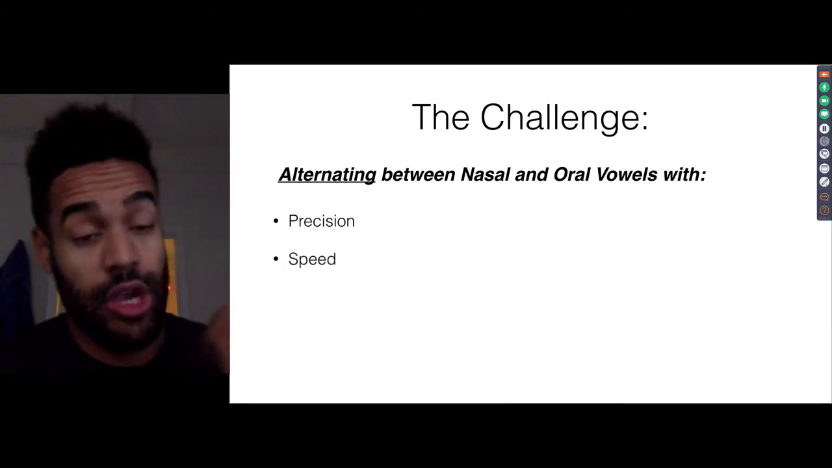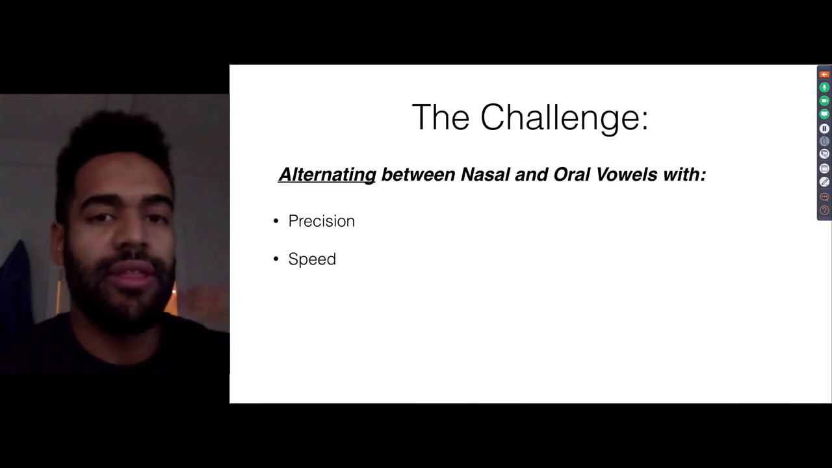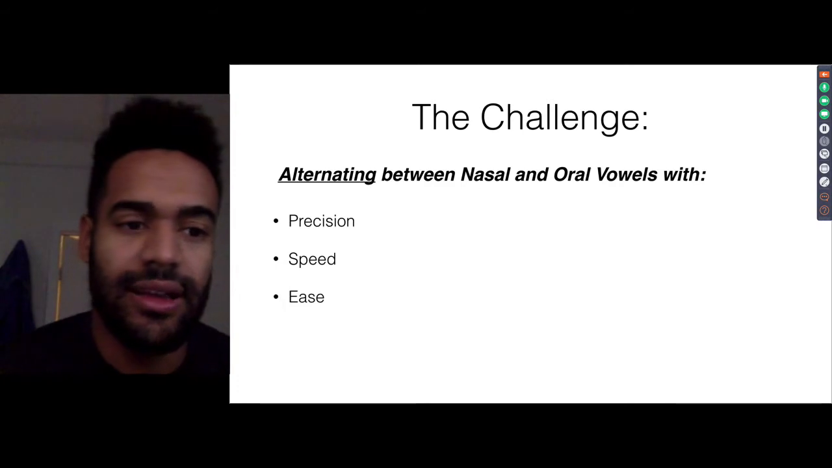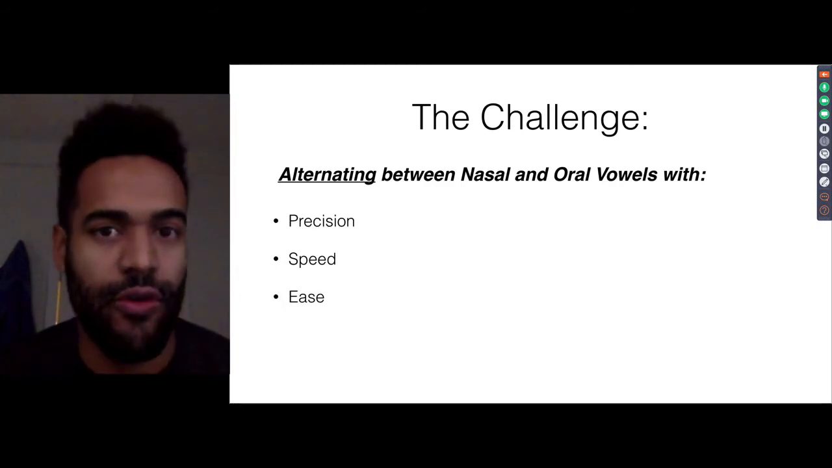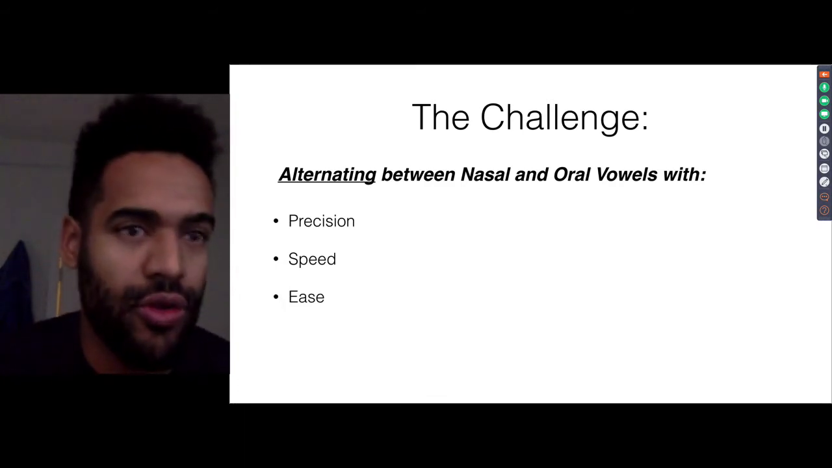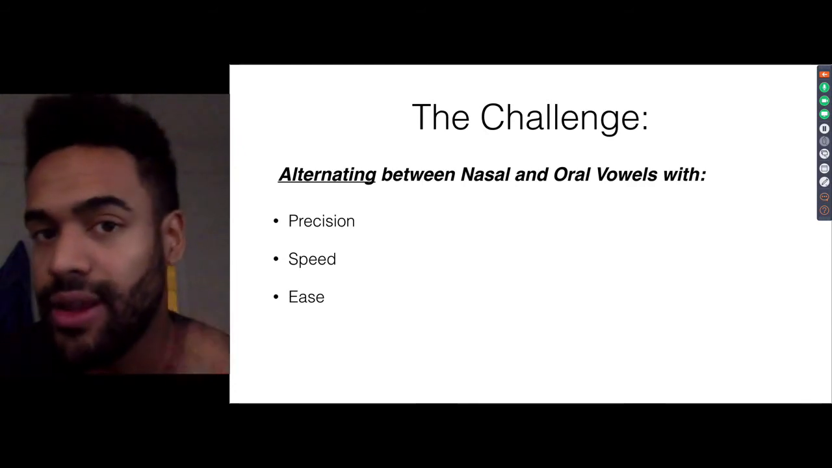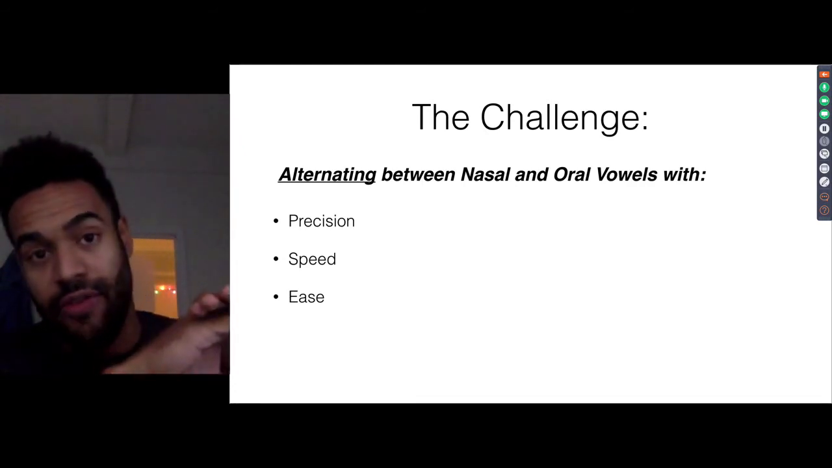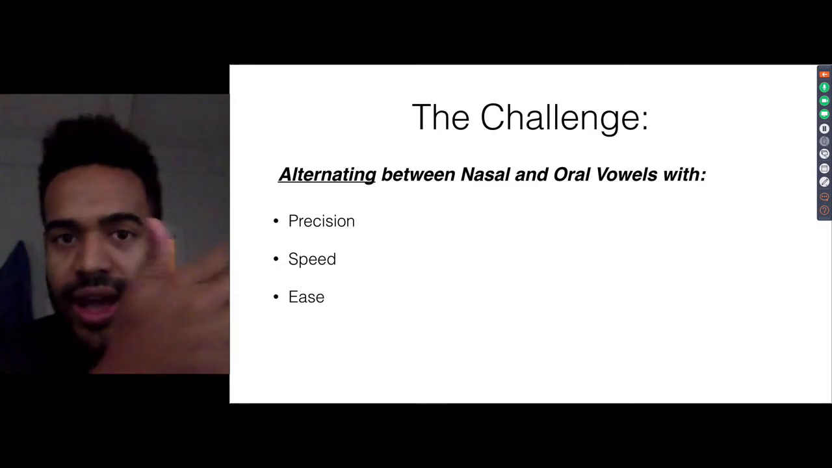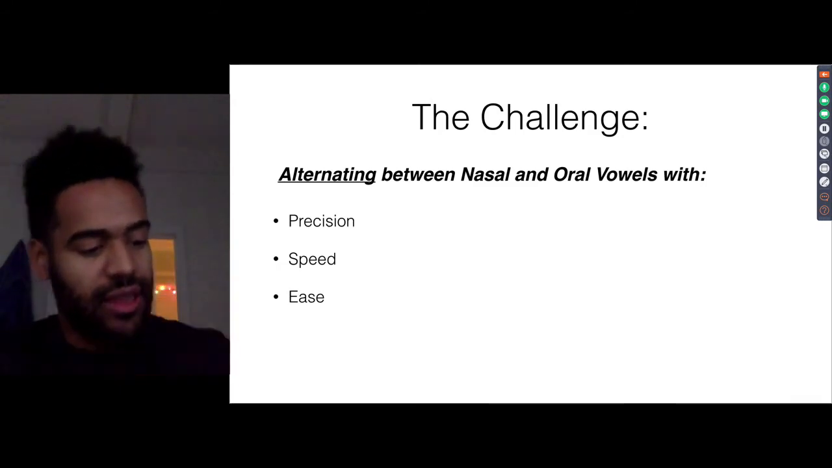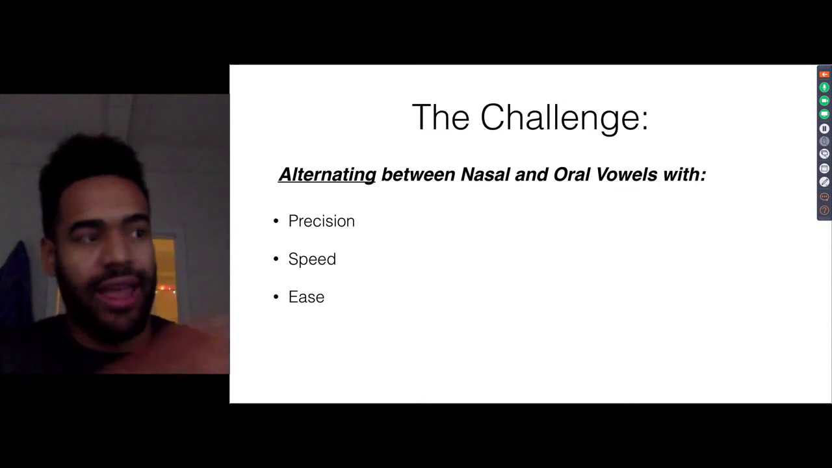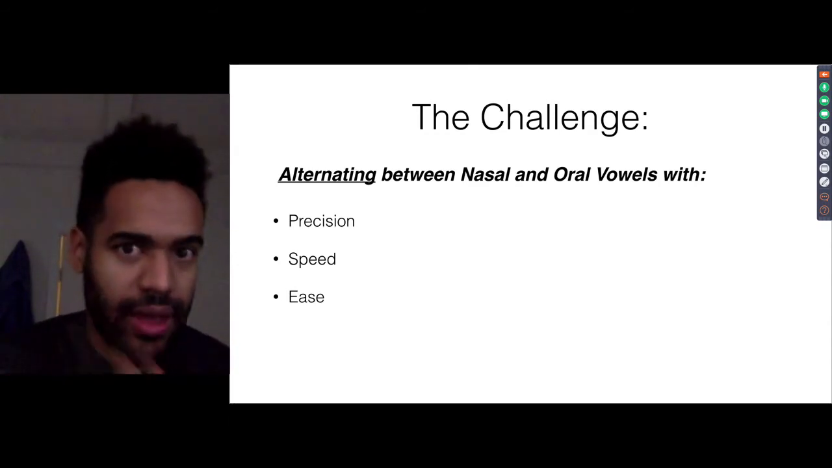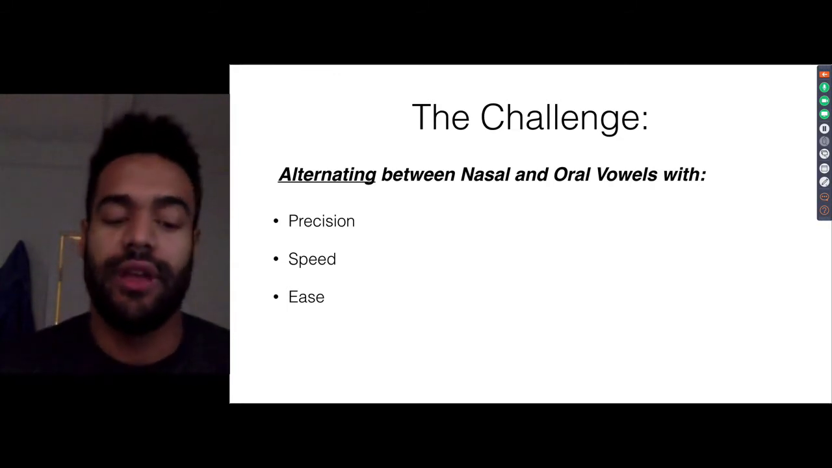Speed, because you're going to be speaking fast. You're going to be saying these things back and forth. Your velum's going like this all the time. And ease. So, like I said to you before in the review, when you first do this, you will have soreness specifically in your velum, because when you speak in English, you're just keeping your velum there in the oral position the whole time. Now, all of a sudden in Portuguese, you've got this thing working back and forth about 5 times a second. So that's going to be a physical challenge for you, all right?